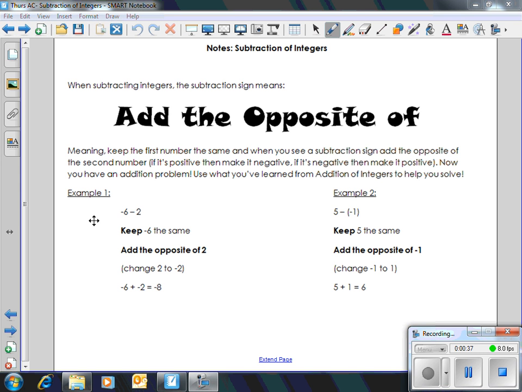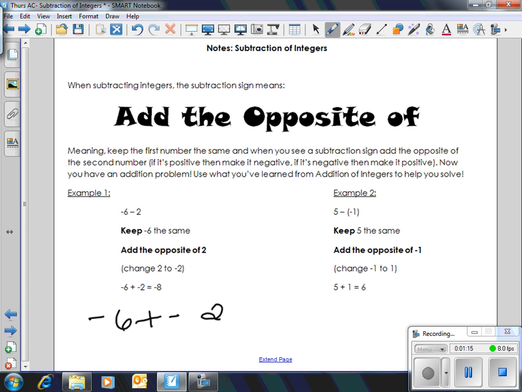So our first example is negative 6 minus 2. A negative 6 minus 2, we're going to keep the negative 6 the same. So leave this right here. Add, so we're changing this subtraction sign to an addition sign. And we're going to add the opposite of positive 2. So we change that subtraction sign to an addition sign, which means that that's a positive 2, and we're going to change it to a negative 2.